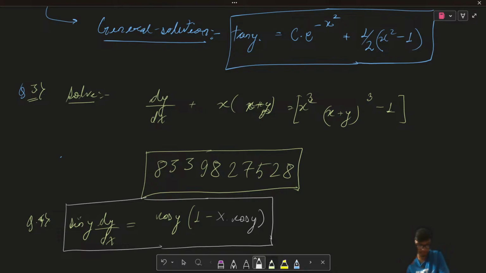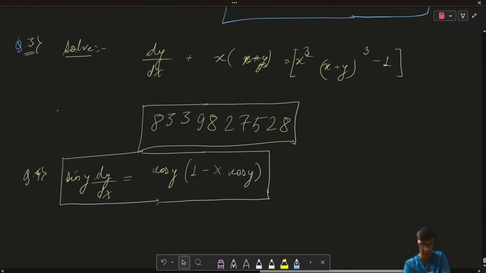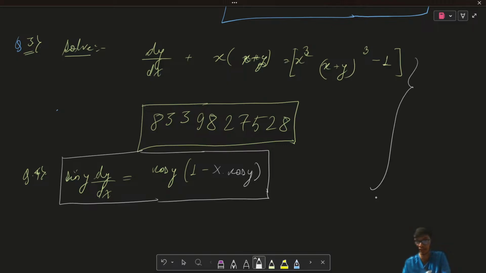Most welcome. Okay, please try to solve these two problems as homework so that we can discuss the solution in our upcoming class. In the next class we're going to start with the topic of orthogonal trajectory, and then we're going to discuss the exact differential equation. And then at the end we are going to move to the application types of differential equations problems, right?